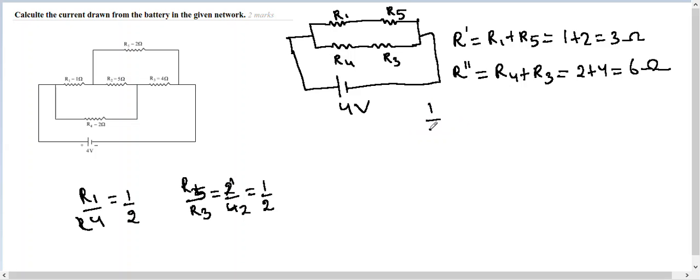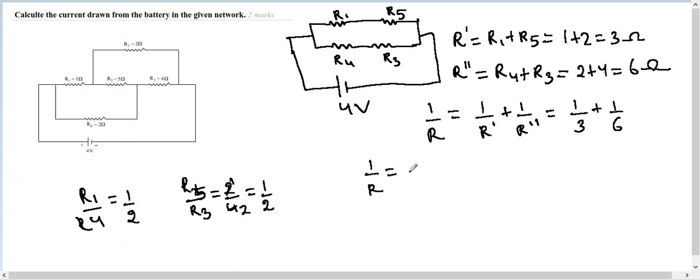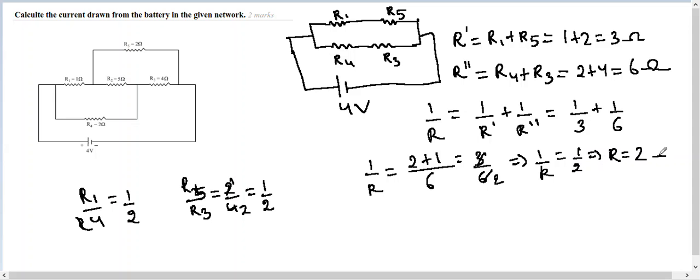So we can say that 1 by R, that is the equivalent of this entire circuit, is equal to 1 by R dash plus 1 by R double dash. So it is 1 by 3 plus 1 by 6. That means 1 by R can be written as, taking 6 as LCM, 2 plus 1, that is 3 by 6. So 1 by R is equal to 1 by 2, which implies the value of R is equal to 2 ohm.